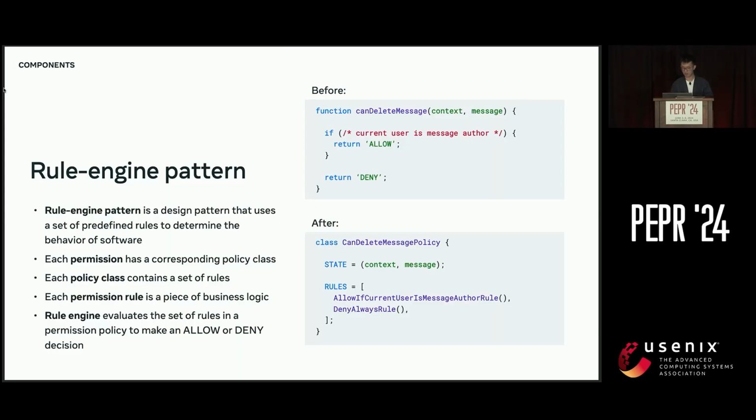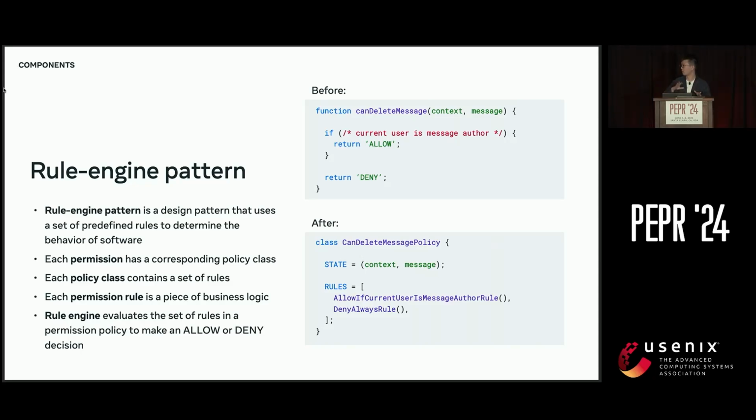So the first component is a rule engine pattern. Rule engine pattern is a design pattern that uses a set of predefined rules to determine the behavior of software. Each permission can have a corresponding policy class, and each policy class contains a set of rules. Each rule is just a piece of business logic. And the rule engine can evaluate the set of rules to determine an allow or deny decision.